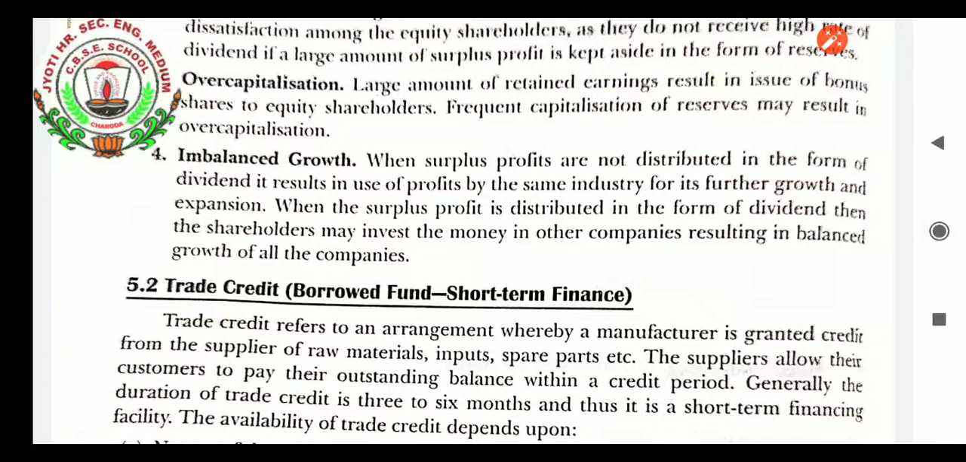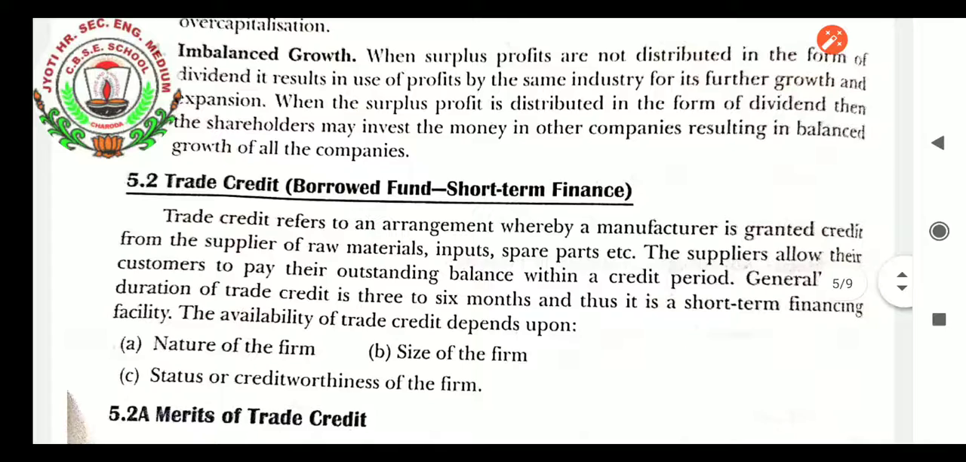In business, one organization or one branch is giving another branch or another organization some financial help. It is known as trade credit. Trade credit refers to an arrangement whereby a manufacturer is granted credit from the supplier of raw materials, inputs, spare parts, etc. The supplier allows their customer to pay their outstanding balance within a credit period. Generally, the duration of trade credit is 3 to 6 months, and thus it is a short-term financing facility.